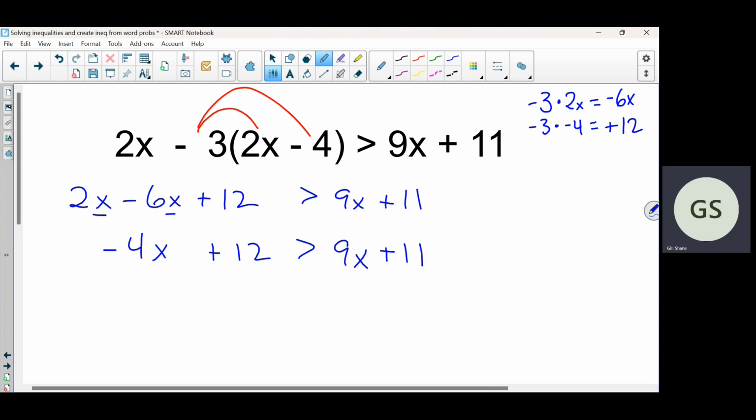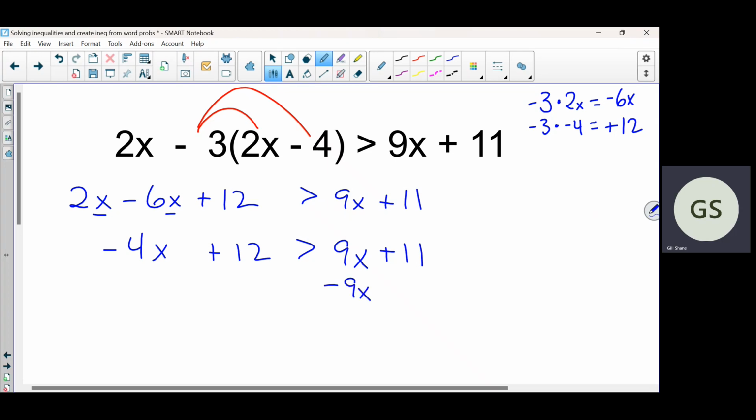Somehow you've got to get the variables on the same side, or the best way to think about it is, you've got to get rid of them on one side. You can only have variables on one side when you're solving. I'm going to choose to get rid of the negative 4x. If you said subtract, actually, I'll do this 9x. I'll get rid of that. You'll get a negative, but that's fine.